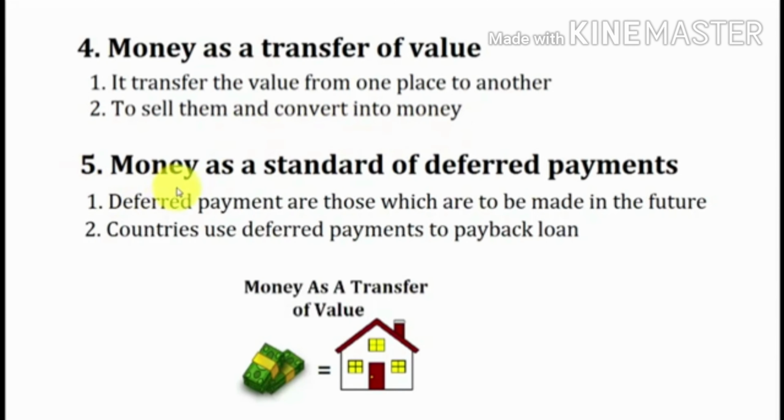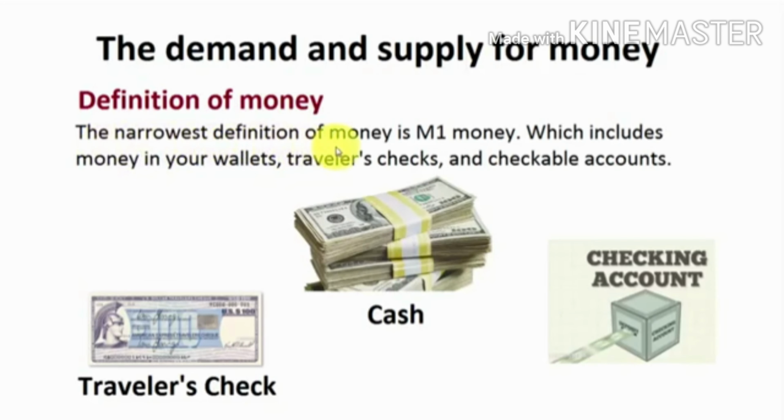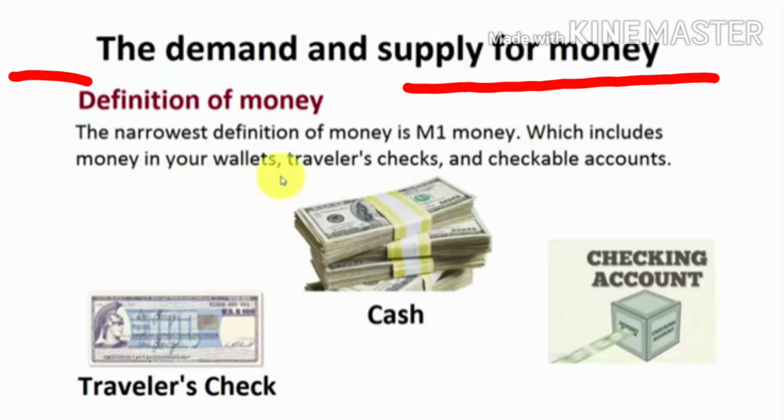The fifth and the last function we have is money as a standard of deferred payments. Deferred payments are those payments which are to be made in the future. So countries take loans and they pay back in the form of money. So this was the fifth function of money. The definition of money is M1 money, which includes money in your wallets, traveler's check and checkable accounts.